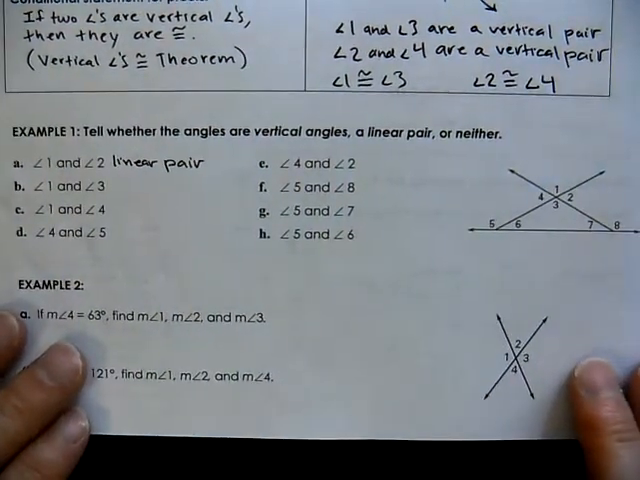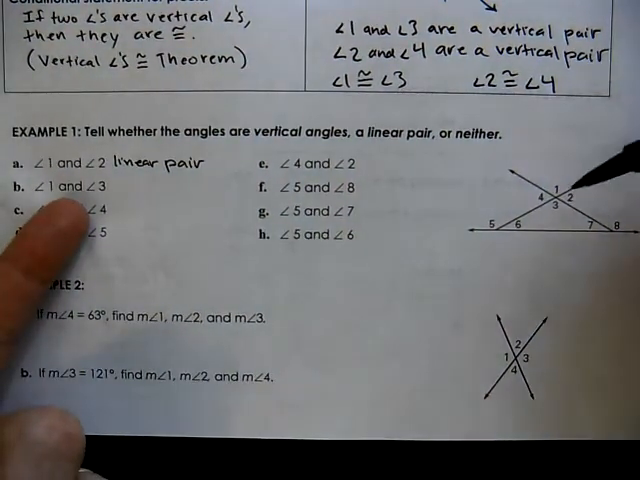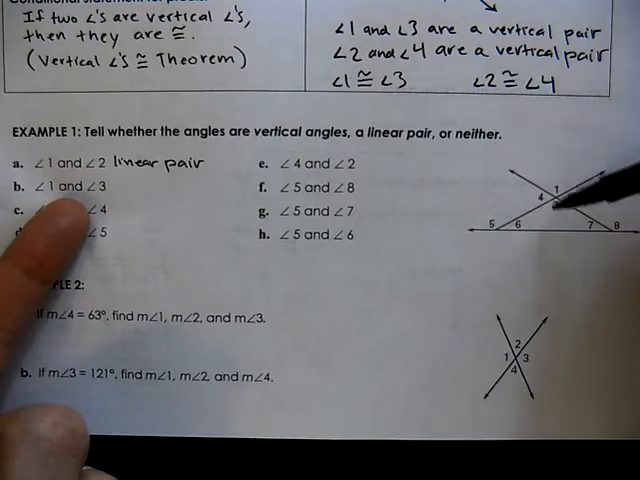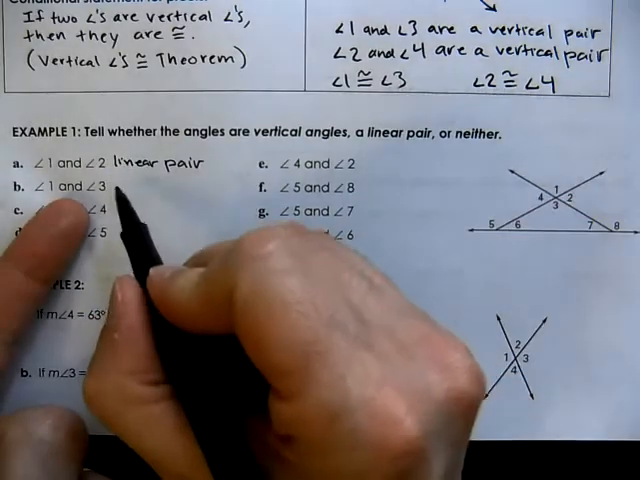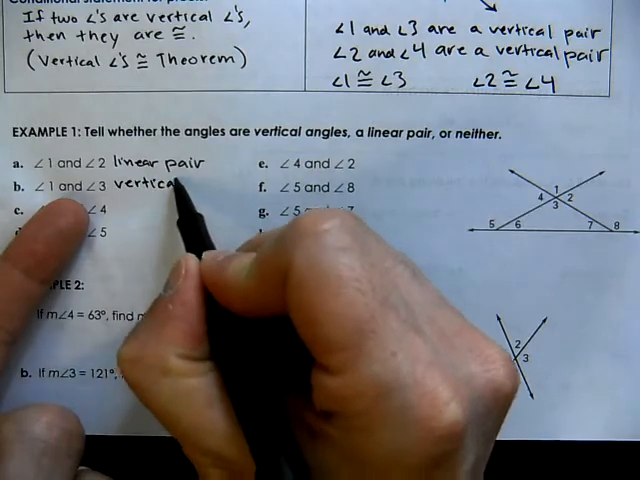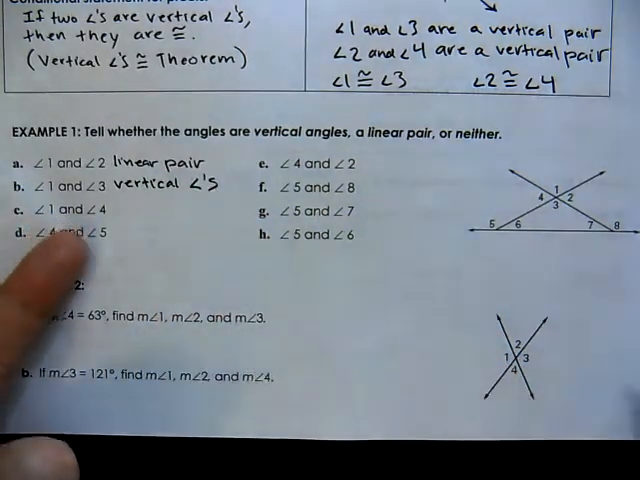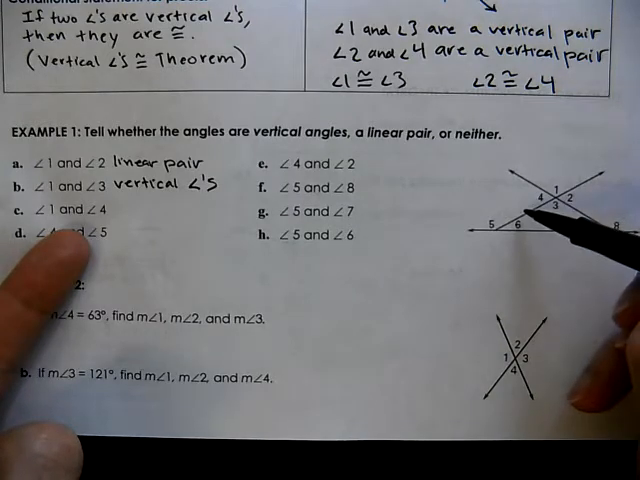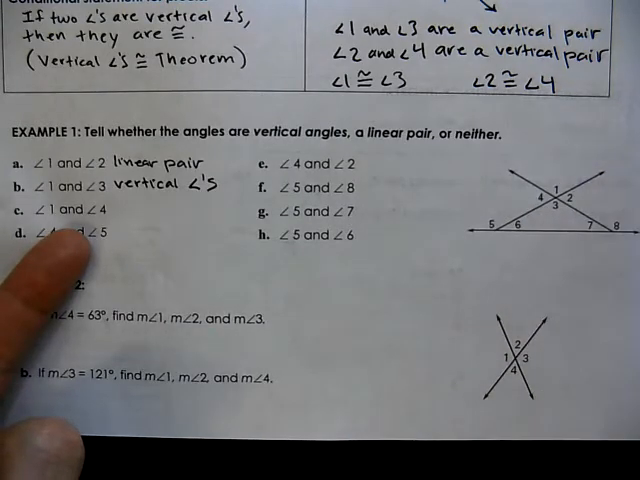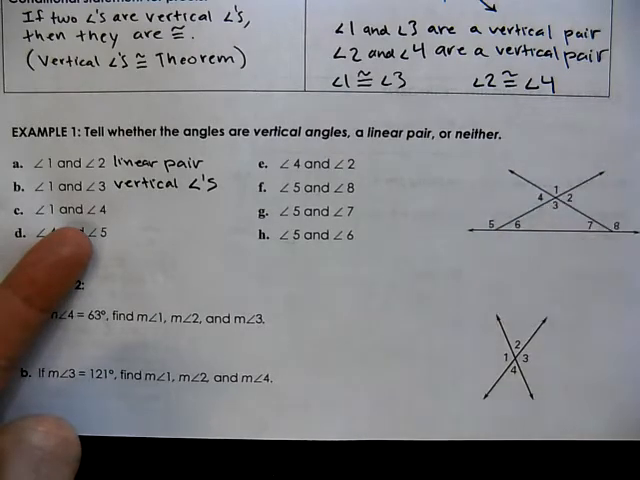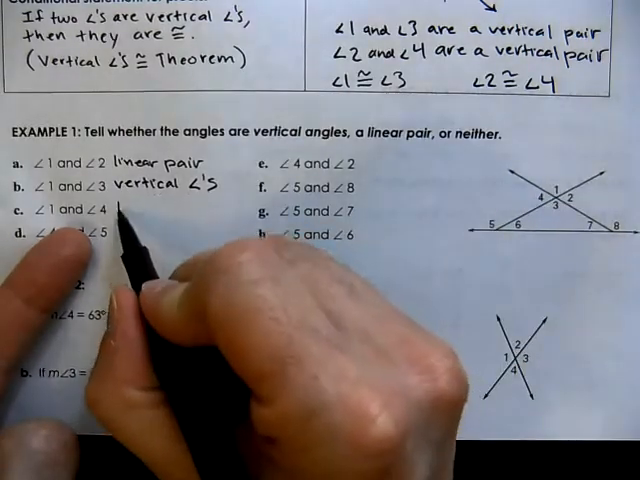Alright, next angles 1 and 3. So here's 1 and here's 3. Notice that there are two lines crossing each other like a big X. 1 is on the top part, 3 is on the bottom part. That's a pair of vertical angles. Part C, angles 1 and 4. So here's 1, here's 4, and notice that 1 and 4 are next to each other, and they form a straight line, so that's another linear pair.